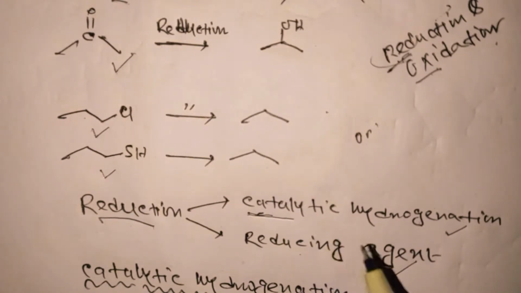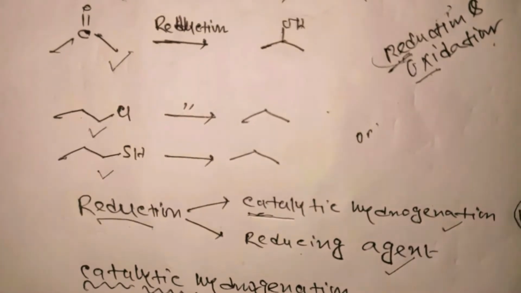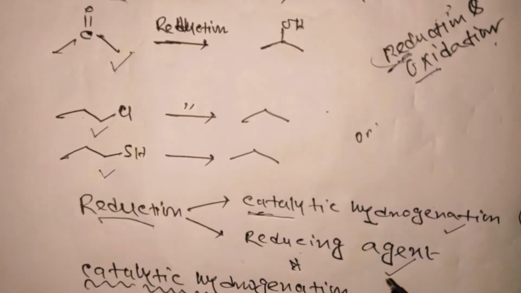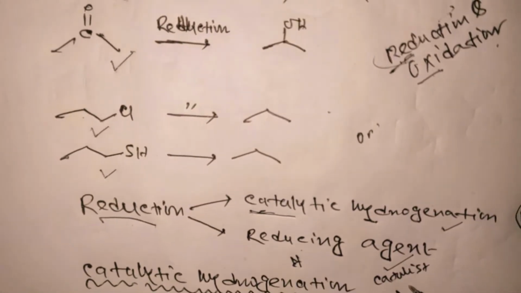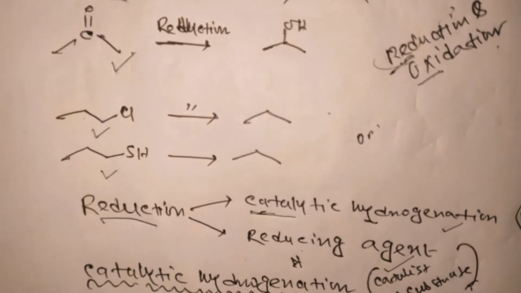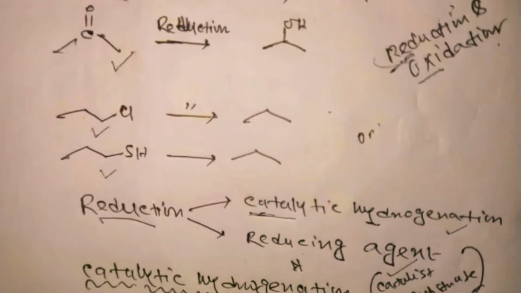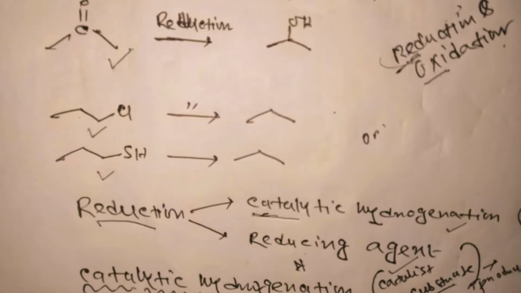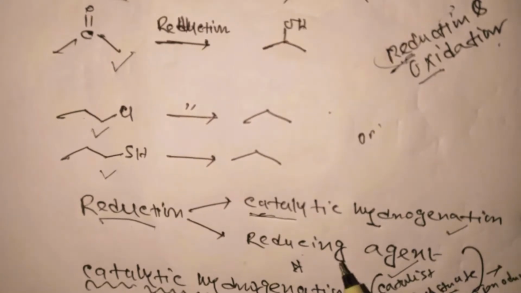What is catalytic hydrogenation? We use a catalyst and a hydrogen gas atmosphere. We put our substrate with the catalyst, and then we keep it in a hydrogen gas atmosphere. Then the substrate will convert to a product, that is the hydrogenated product, and this procedure is referred to as catalytic hydrogenation.